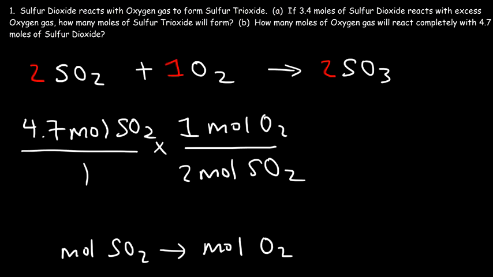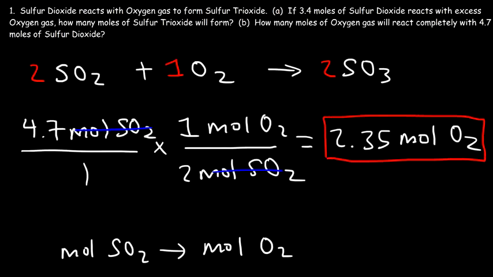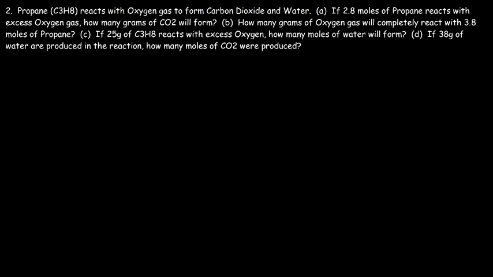So make sure you balance the chemical equation before starting this problem. So the answer is going to be 4.7 divided by 2, which is 2.35 moles of O2. As you can see, it's not that difficult to convert from the moles of one substance into the moles of another substance.